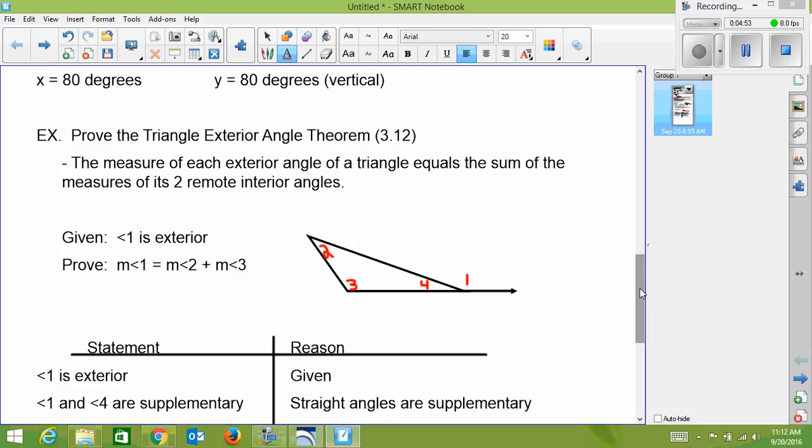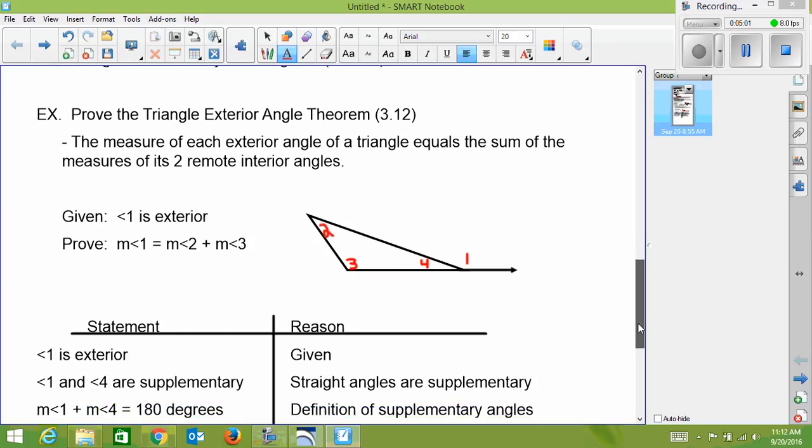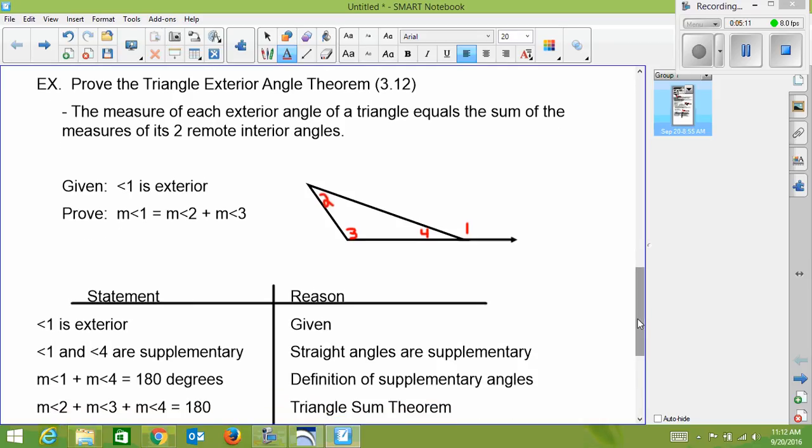But I do know that 1 and 4 together add up to 180 degrees. How do I know that? Because it makes a straight angle, and those are supplementary. For the next step, I know they equal 180 because of the definition of supplementary angles. That's how many degrees are in those. Next step is saying that the measure of angle 2 plus the measure of angle 3 plus the measure of angle 4 equals 180. So all of these on the inside equals 180. How do I know that? Triangle sum theorem.